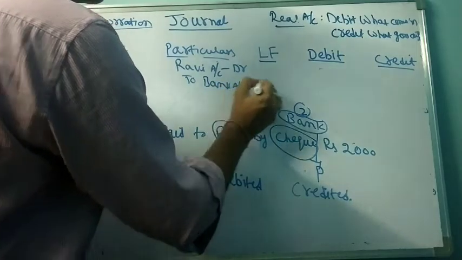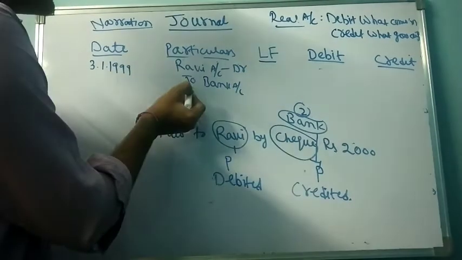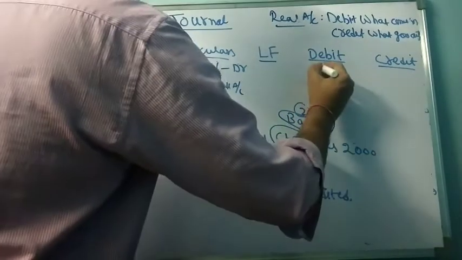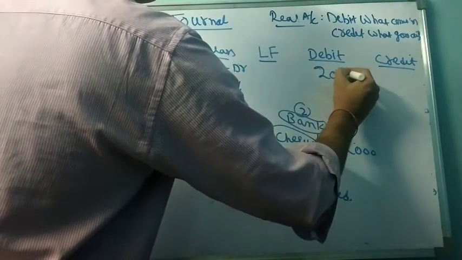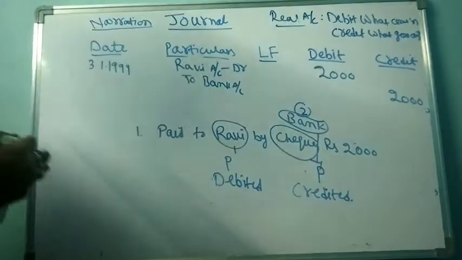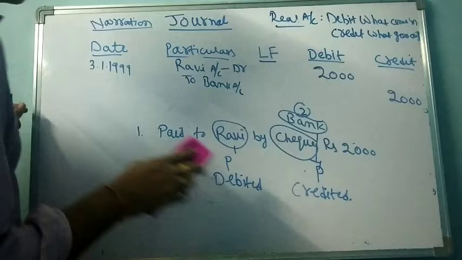Don't write the dash again here. Writing "To" itself indicates that this account has been credited. How much amount? 2000. Again, what should be written after writing the journal entry?